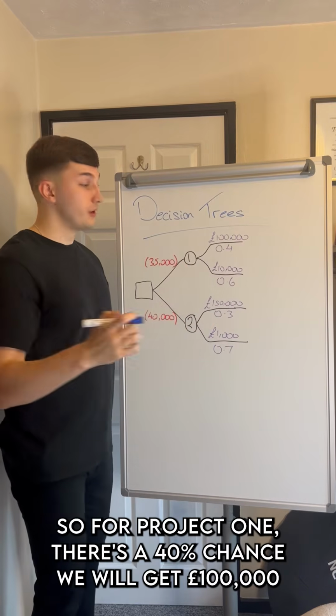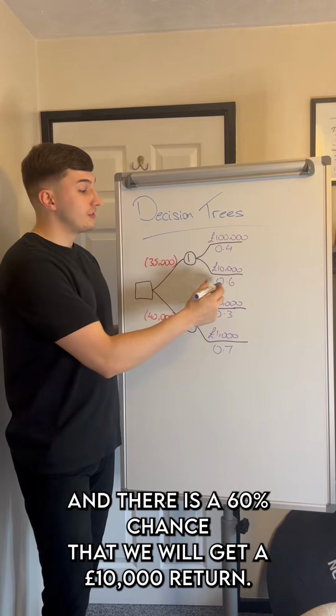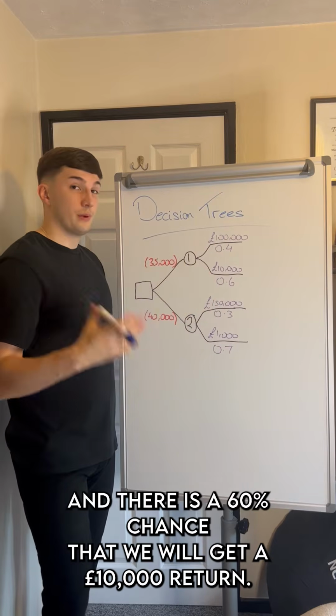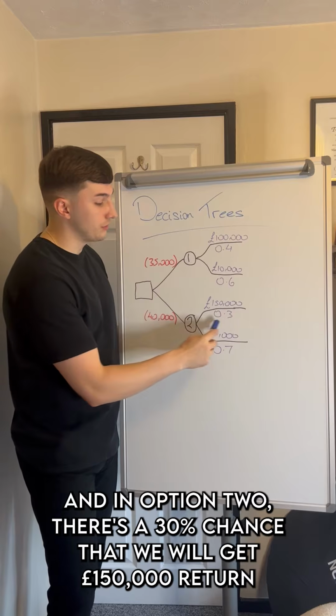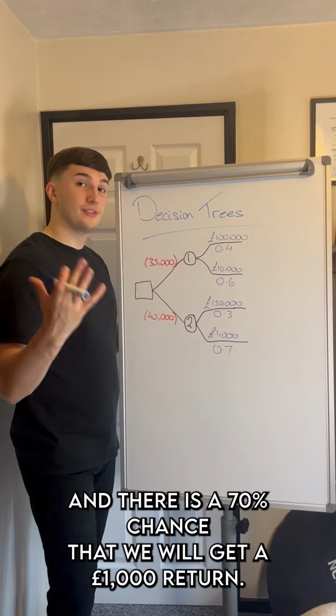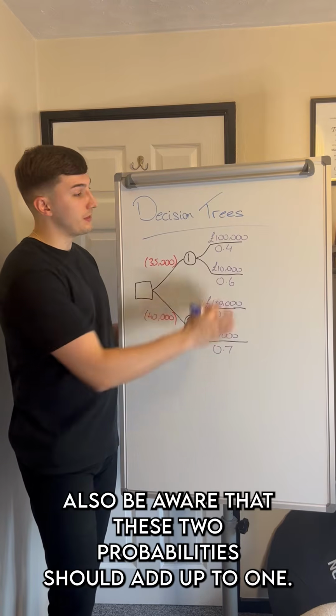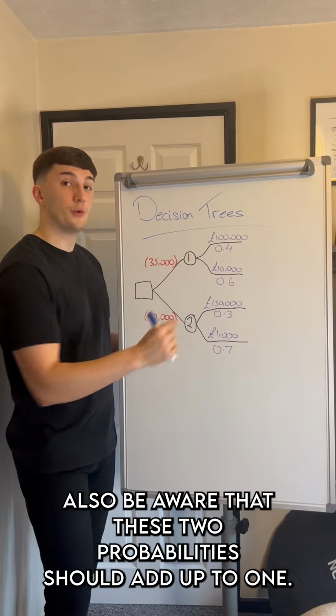So for project 1, there's a 40% chance we will get £100,000, and there is a 60% chance that we will get a £10,000 return. And in option 2, there is a 30% chance that we will get a £150,000 return, and there is a 70% chance that we will get a £1,000 return. Also be aware that these two probabilities should add up to 1.